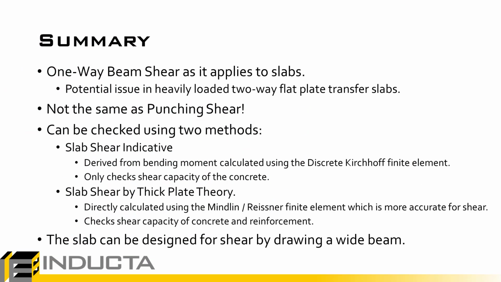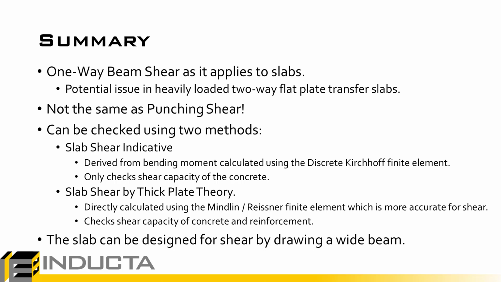Now, a summary of what we learnt in this video, what we covered. We looked at one-way beam shear as it applies to slabs. So this is potentially an issue for heavily loaded two-way flat plate transfer slabs, where the transfer load from the columns and walls above will be transferring through in shear to the supports below. Now note, this is not the same as punching shear. We can check this using one of 2 methods.